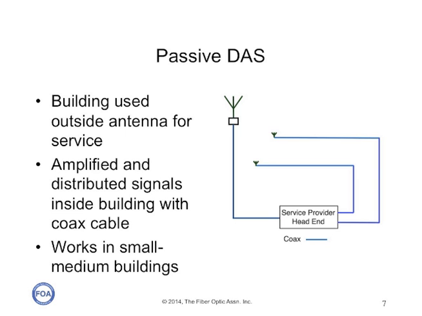Passive systems have been used in small and medium-sized buildings up to 10,000 to maybe 200,000 square feet for years, but are being replaced by active digital systems.